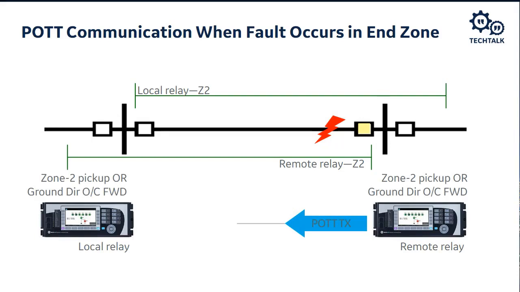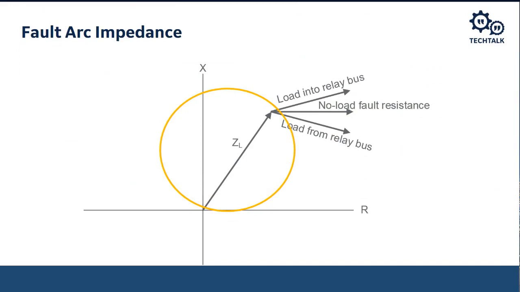The relay on the right will see that fault, and he'll send a permissive signal to the relay on the left. The relay on the left, its zone 2 element that overreaches, will see that fault. When it gets the signal, it will trip that breaker, and I can trip fast. Now, for ground faults, I have a particular problem.